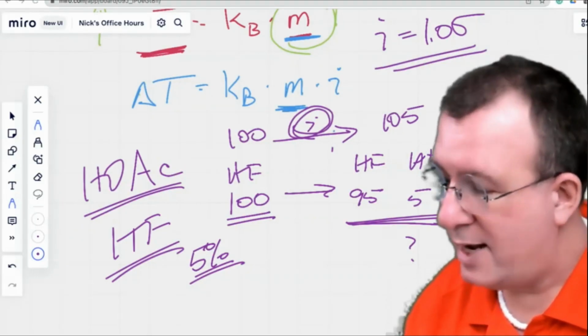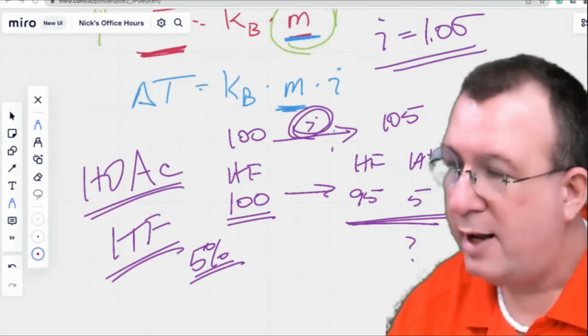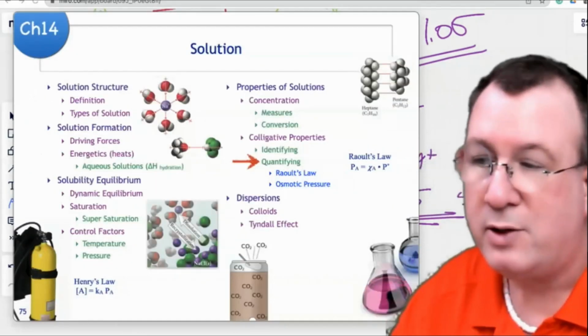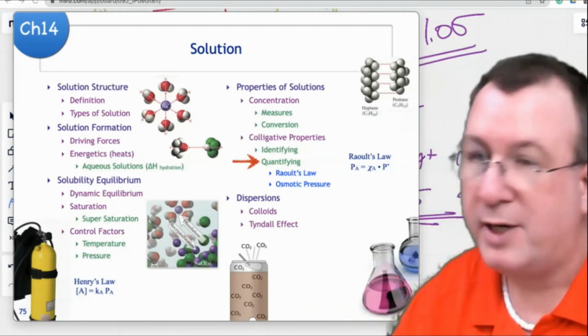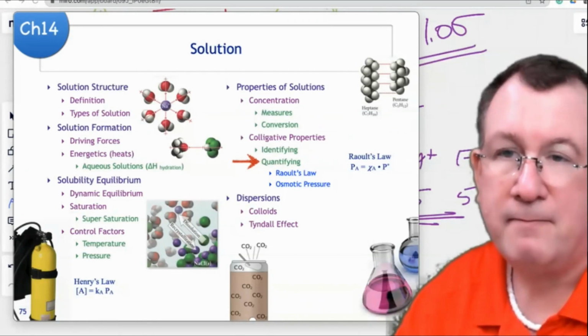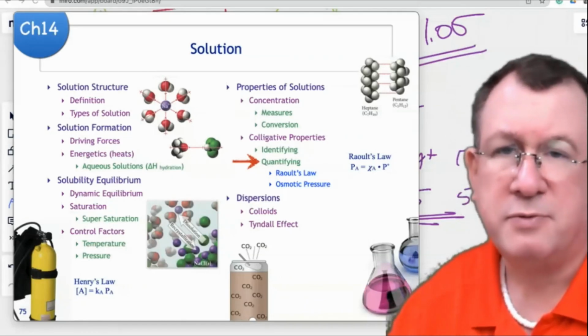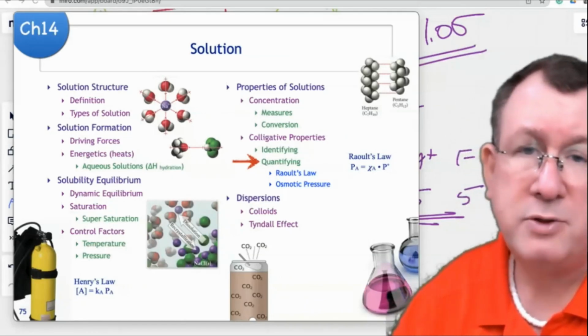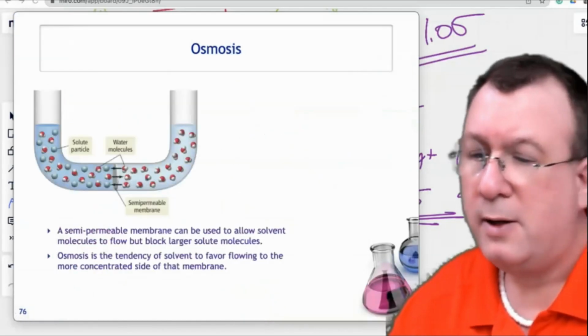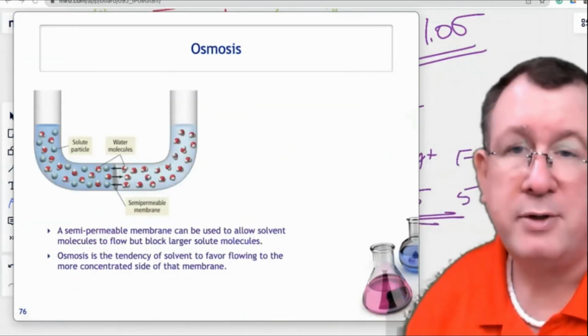All right, two more things we need to cover here. One is Raoult's law, and the other is osmotic pressure. Osmotic pressure. Have you guys heard of osmosis before? Do you know what osmosis is? Okay, osmosis is an example.